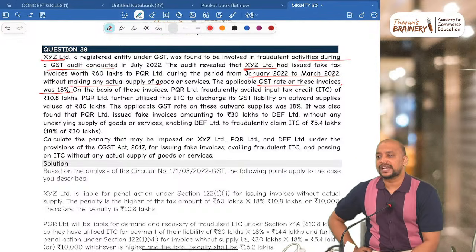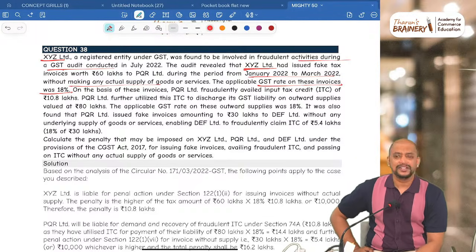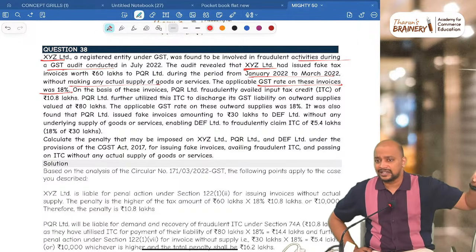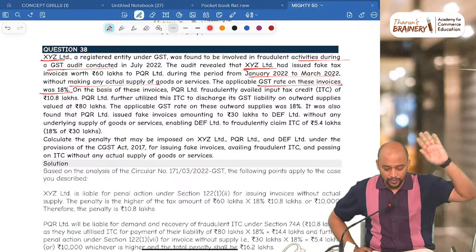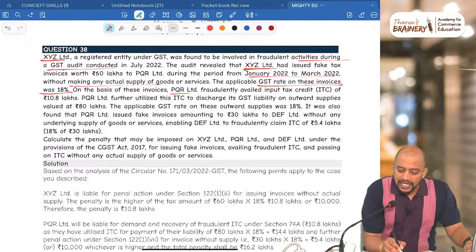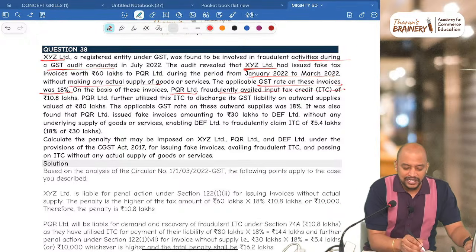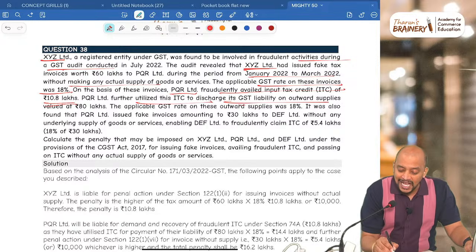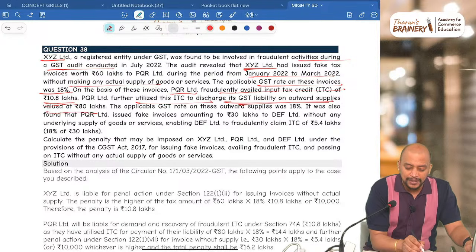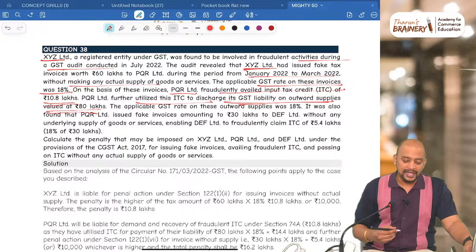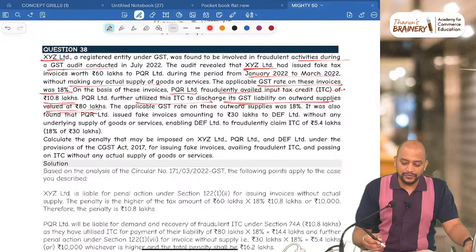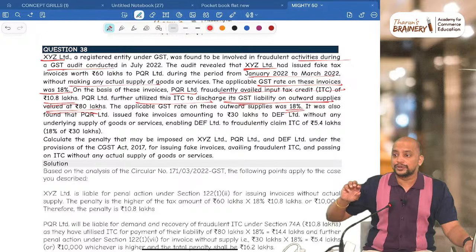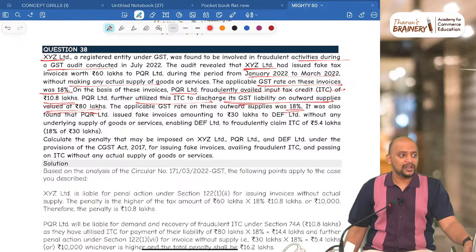10.8 lakhs is the penalty payable by XYZ, whichever is higher, or 10,000 whichever is higher, is 10.8 lakhs. Correct? Then next, on these invoices, PQR Limited fraudulently availed ITC of 10.8 lakhs and utilized this ITC to discharge its GST liability on outward supply valued at 80 lakhs. And the applicable rate of GST on outward supply was 18%.